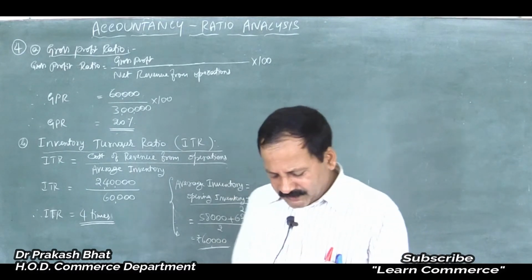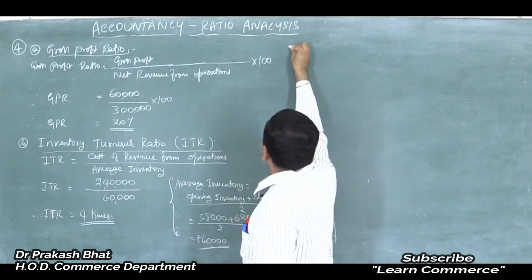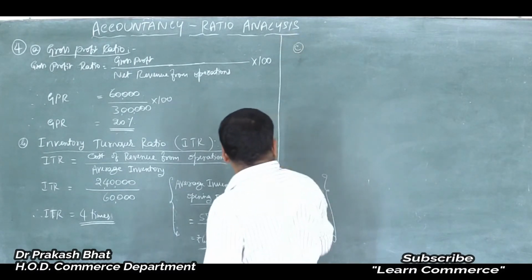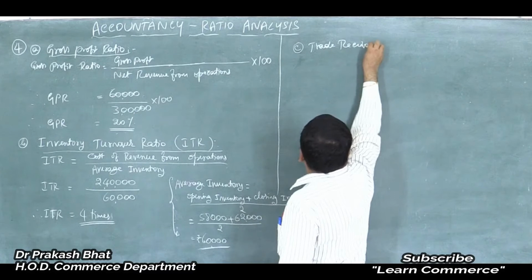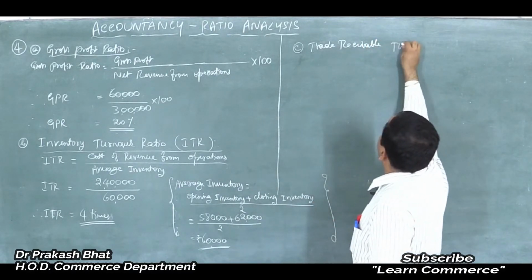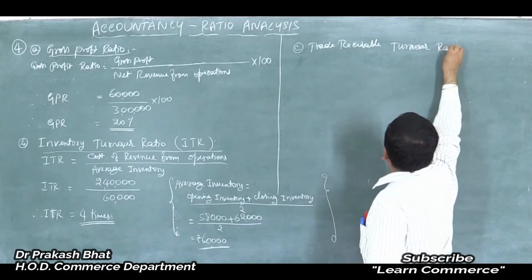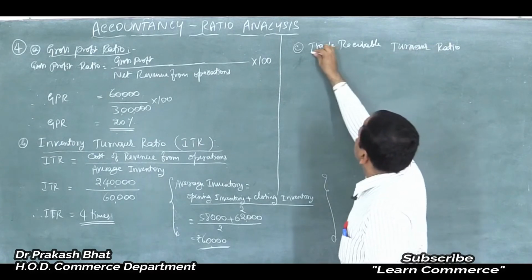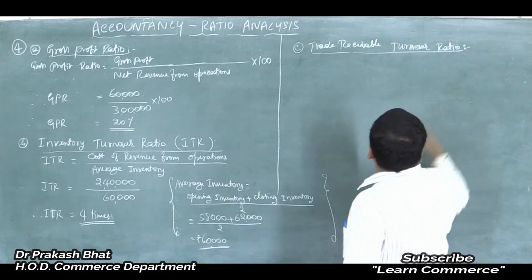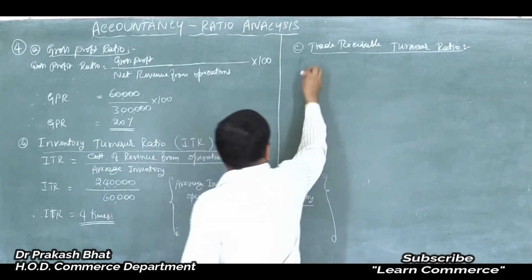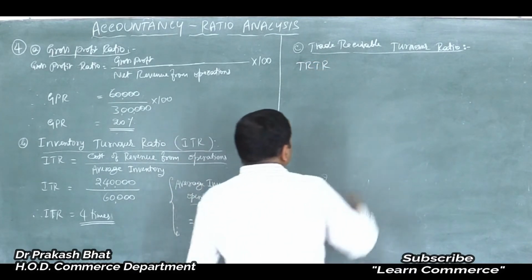Now the third one, they ask trade receivable turnover ratio. Point C. Trade receivable turnover ratio. Yes, that is the trade receivable turnover ratio, TRTR I wrote, is equal to, write the formula.